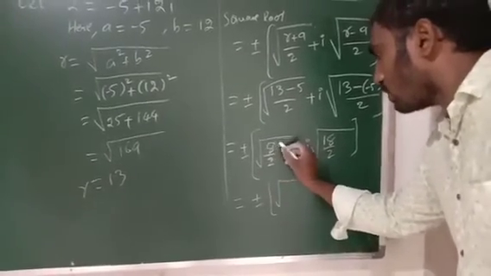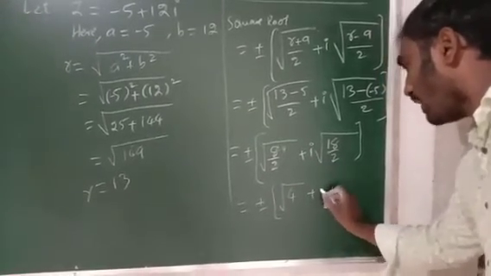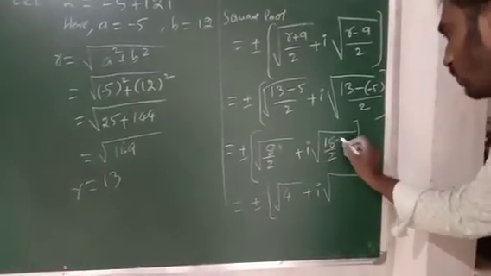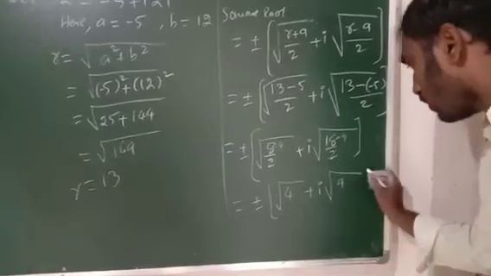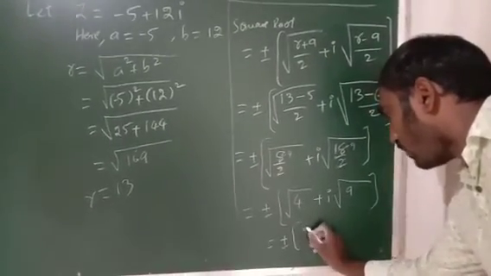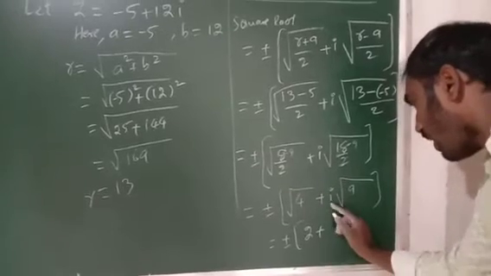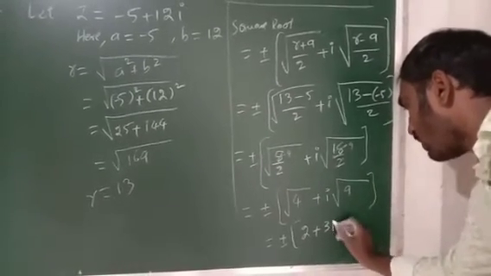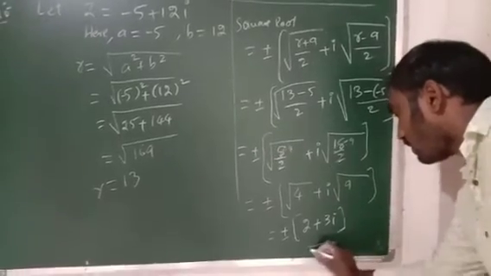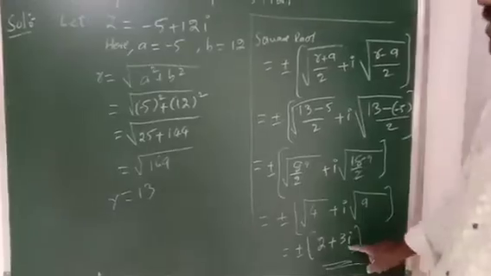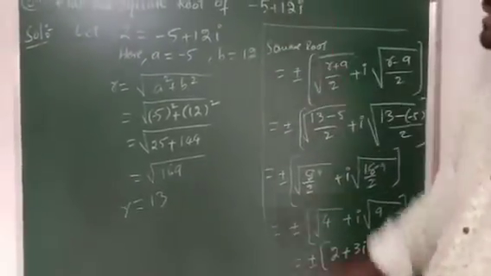Here 2 4 is 8. That means root 4 plus i into under root of 18 by 2. 2 1 are 2, 9s are 9. So this equals plus or minus root 4, whose value is 2, plus i into root 9, whose value is 3. So this becomes 3i. This is the square root. Plus or minus (2 plus 3i) is the square root value for the given complex number.